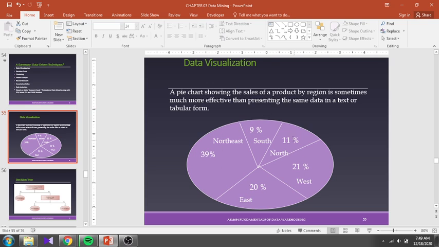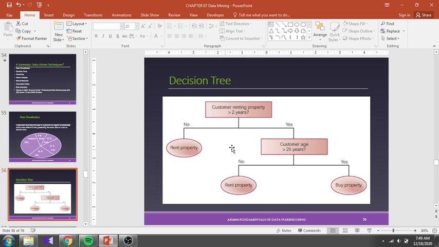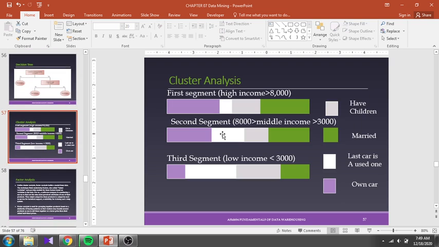So this one is more interactive and easier to digest. A picture tells more than words, right? Okay, decision tree, yes or no, continuous. Clustering analysis, the first segment. Mostly for the clusters, they use color to differentiate between the units or the values.